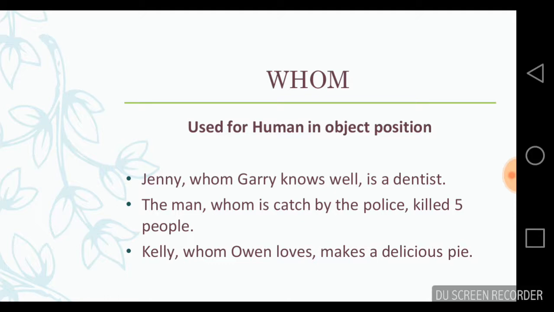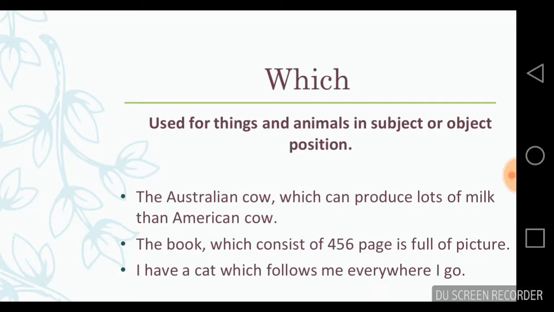And the second one, the man is explained by the whom in the sentence because the subject is the police. And then we continue to the next part, which is used for things and animals in subject or object position.